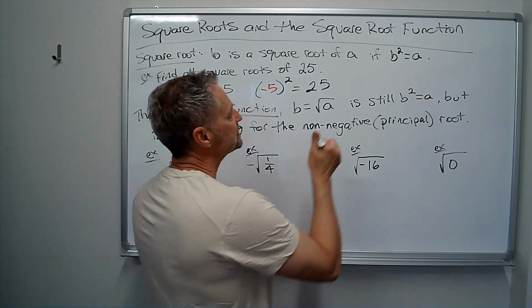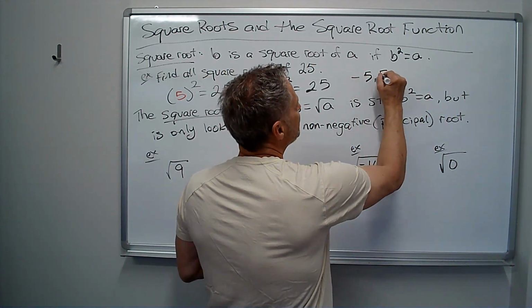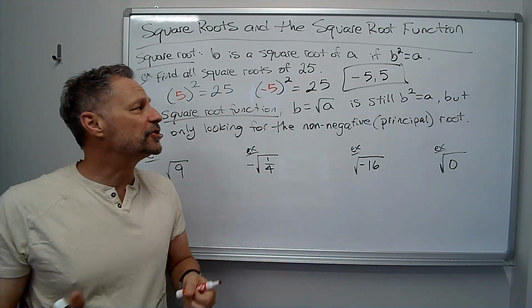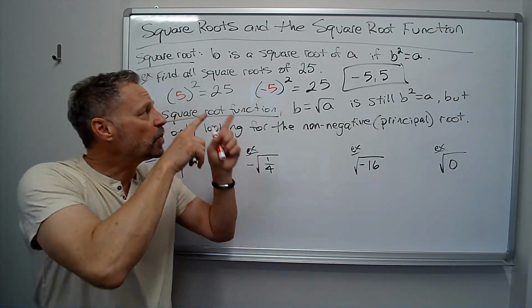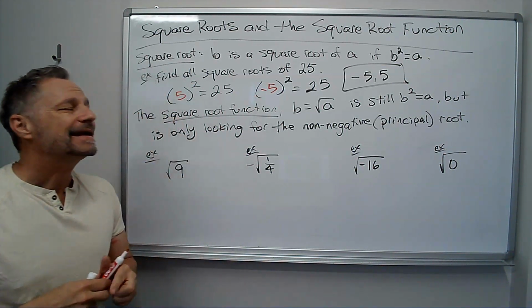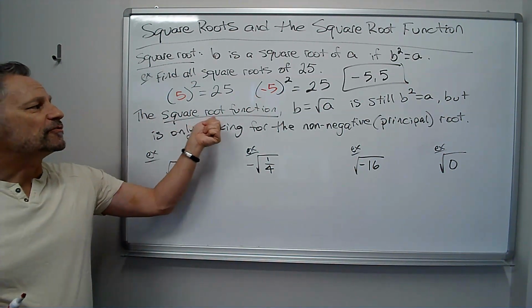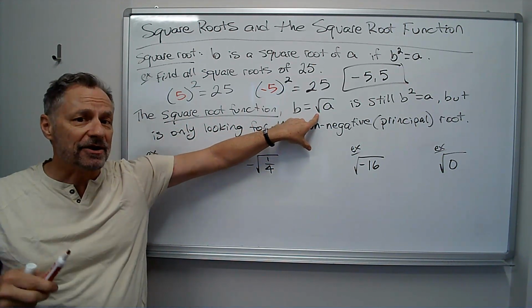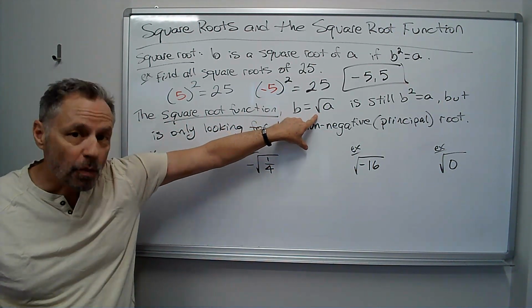We're just going to list it this way: negative 5 and 5. I'm going to box that, or if you want to put braces around it, whatever you want to do. Those are both answers to the question, what's the square root of 25? Okay, now, the square root function, that's this little symbol right here. Sometimes they call it the radical or the square root.